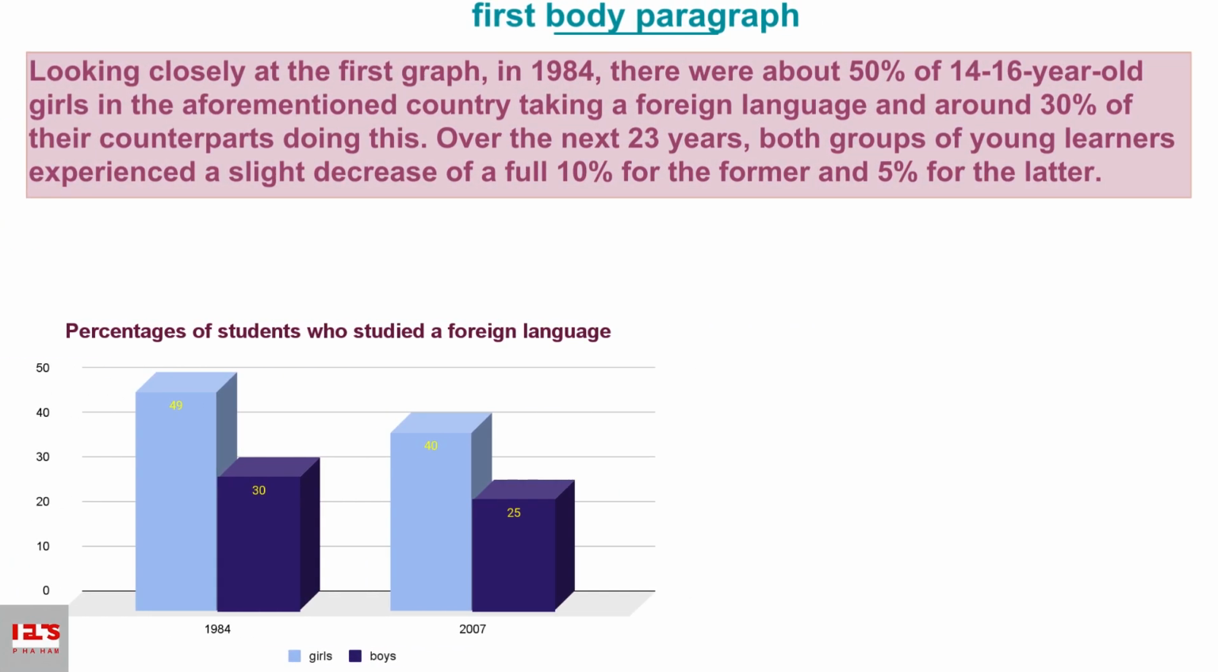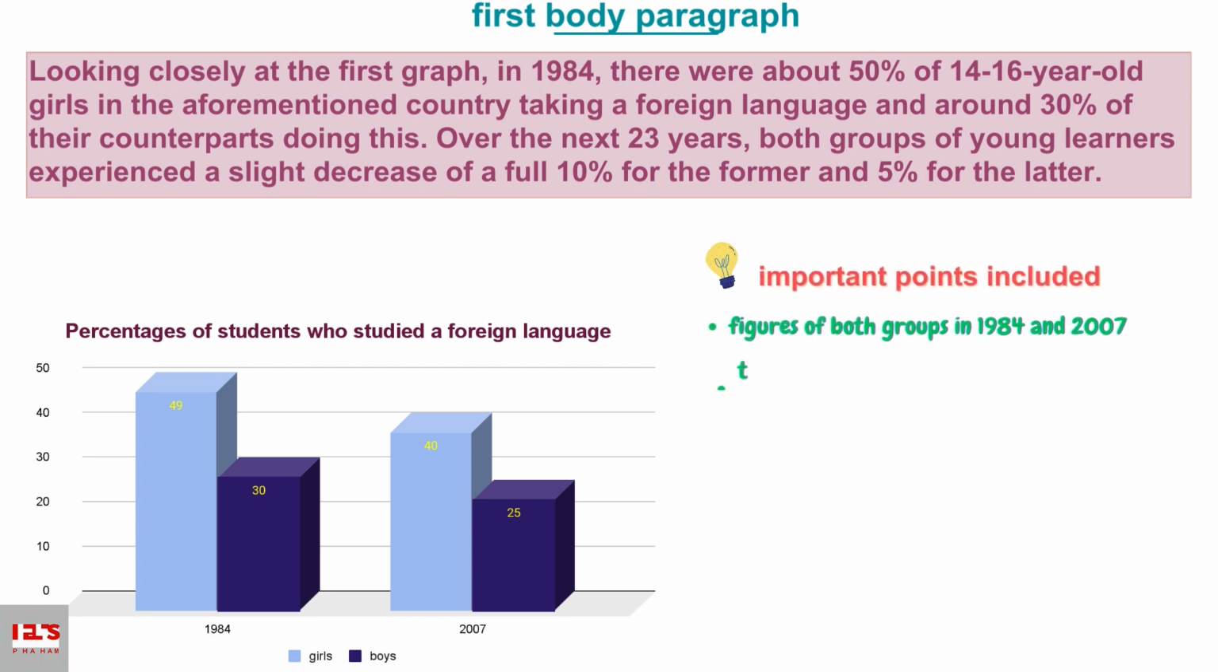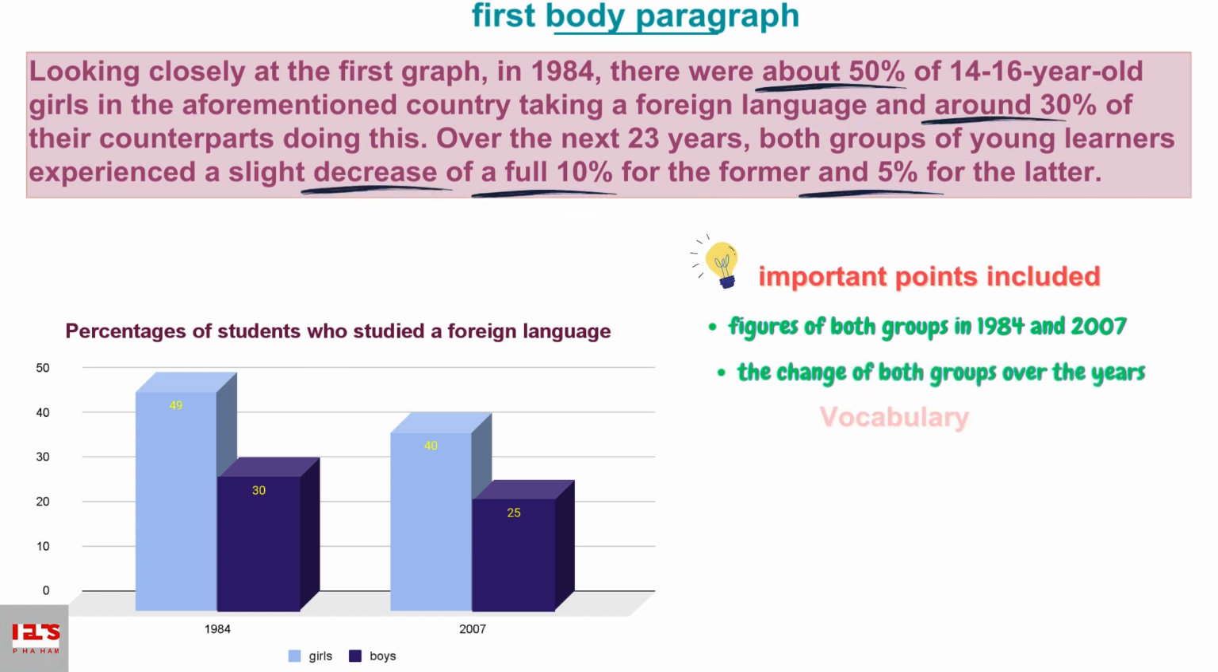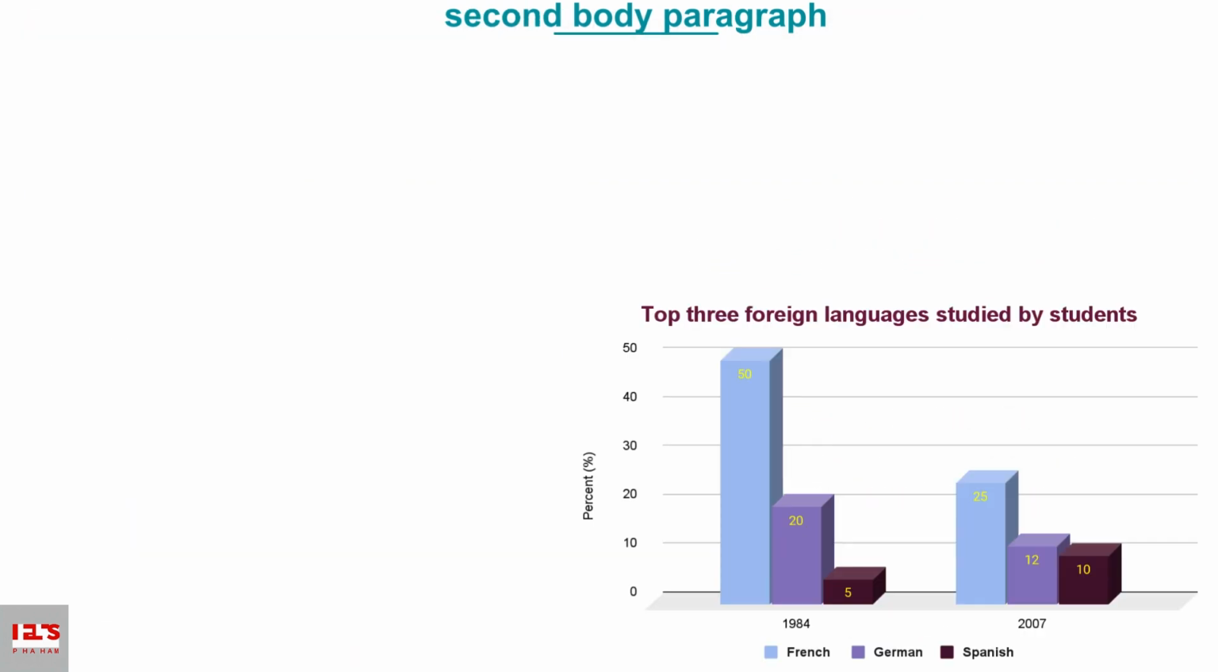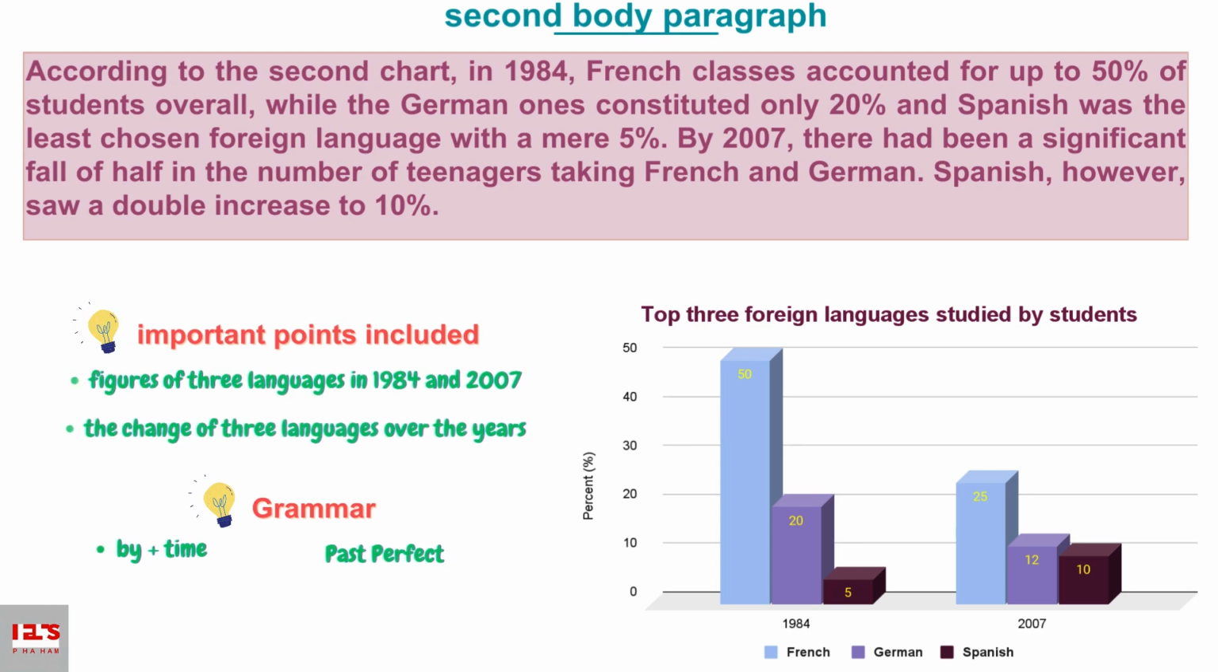So my first body paragraph will be like this. In this paragraph, I have mentioned the figures of both groups, girls and boys, in both years, 1984 and 2007. I also describe the change of both groups over the years. Next, in the second paragraph, similar to the first one, I also describe the data in both years and how they changed.